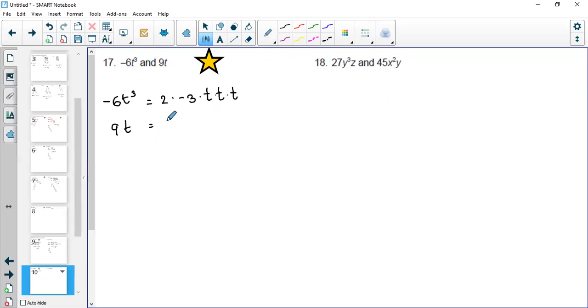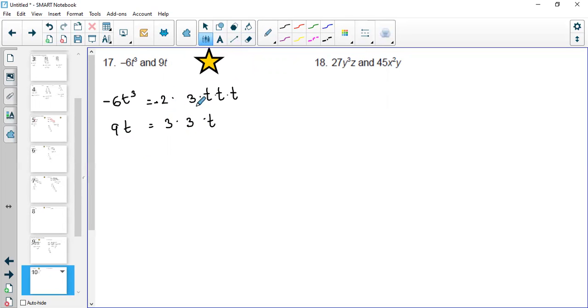And for 9t, it's going to be 3 multiplied by 3 multiplied by t, because the prime factorization for 9 is going to be 3 multiplied by 3. Now, what's common here? What do you think you could take as common numbers here? Definitely you have a 3, but it's different from negative 3. So what you could do is simply adjust it with negative 2, because negative 2 multiplied by 3 will also give you a negative 6.